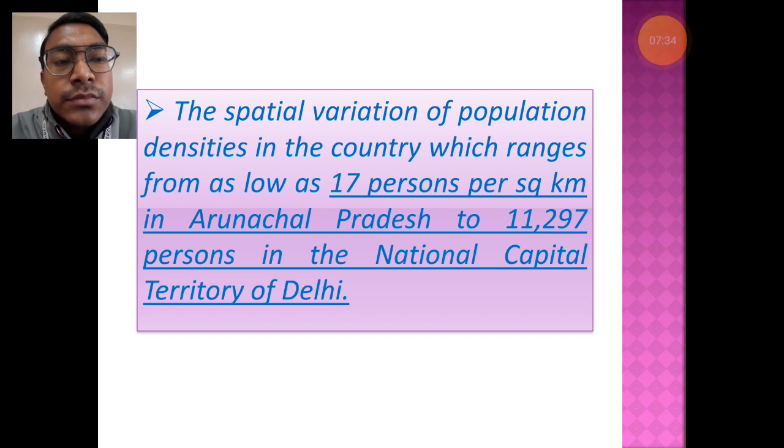So Arunachal Pradesh is the state where the density of population is very low, where only 17 persons per square kilometer live, whereas in the national capital, Delhi, the density of population is 11,297 persons. That means in 1 square kilometer area, 11,297 persons reside in Delhi, whereas in Arunachal Pradesh, the average number of people who reside in 1 square kilometer is 17. So there is a huge variation in the density of population from one region to another.